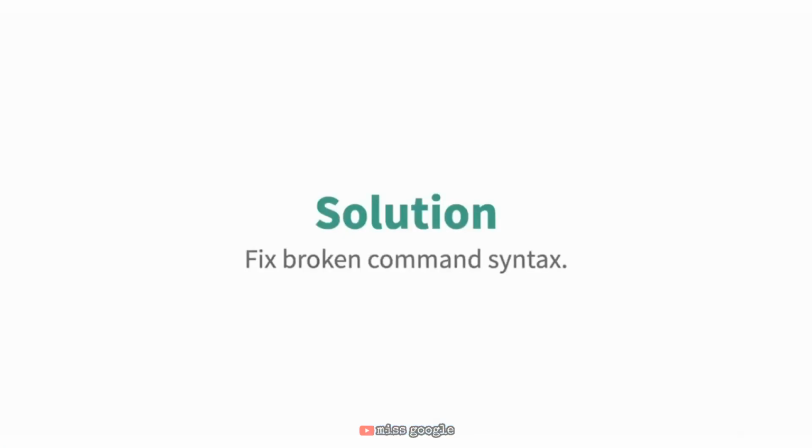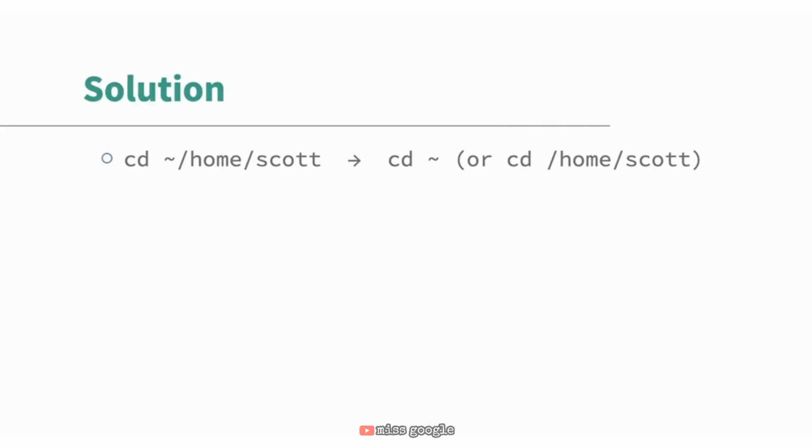Let's take a look at the solutions to this challenge. The first command, cd :/home/scot, is incorrect because it's unlikely that within my home folder, which is represented by the tilde, there would be another path with the exact same path as my home folder. So we can correct this command in two ways. We can either turn it into just cd space tilde to move into my home directory, or we could present it as cd /home/scot using the absolute path to my home directory.